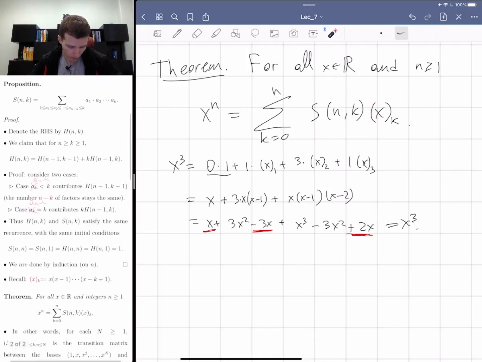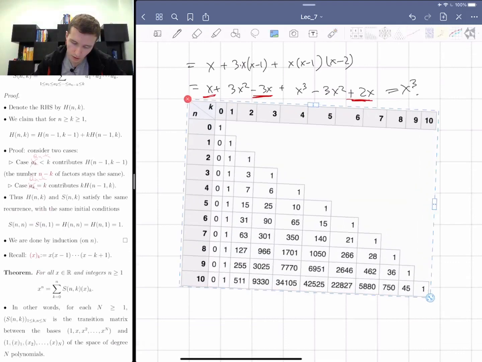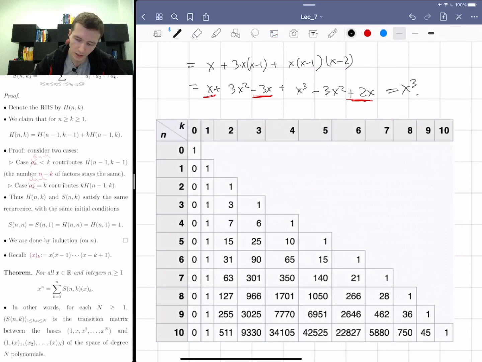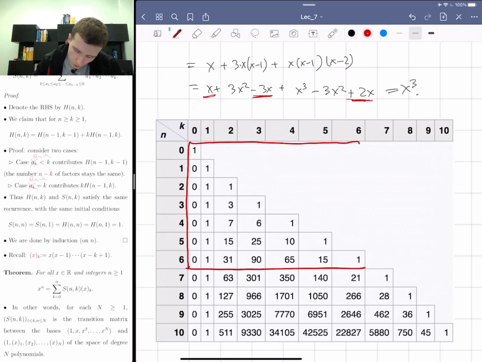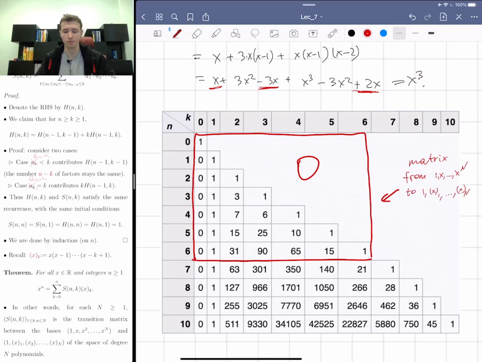So yeah, I have the matrices. If you fix some capital N, then the matrix is going to be some lower triangular matrix, which has zeros above the diagonal. So this is the matrix of going from 1, x, all the way up to x to the n, to 1, x sub 1, all the way up to x falling factorial.